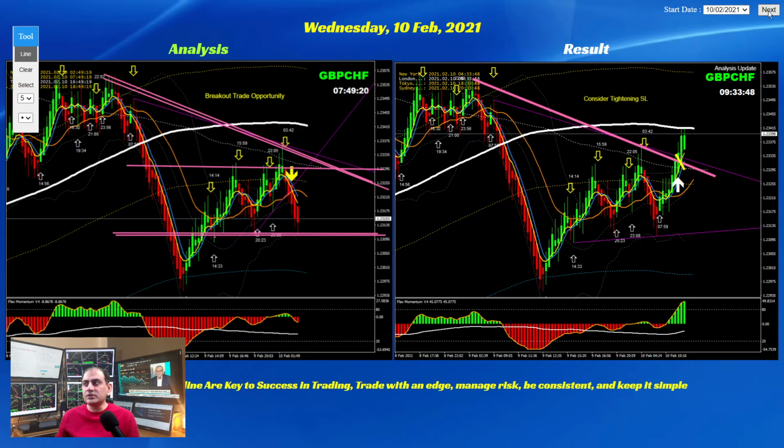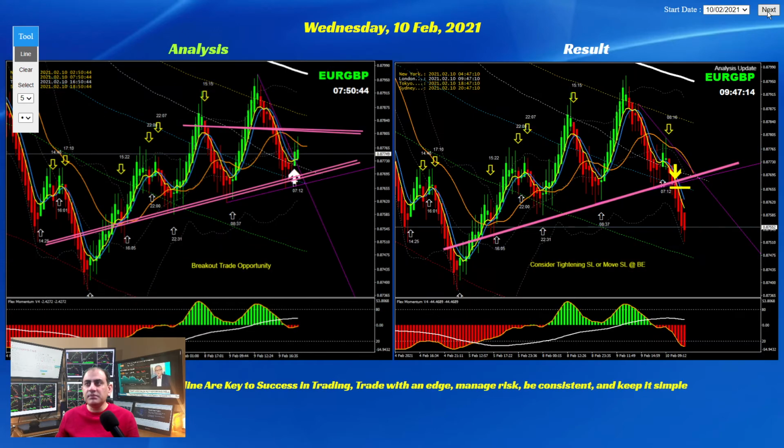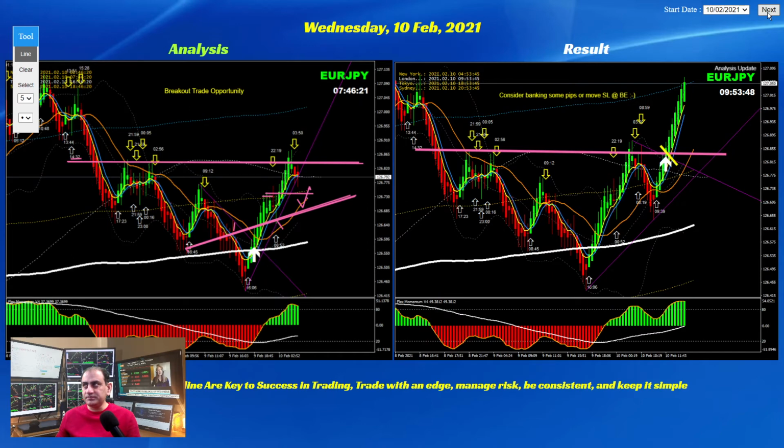Another very small long trade on pound Swiss franc, counter short trade on euro USD, euro pound, pretty straightforward breakout short trade. Pound yen, that was beautiful, you can see here, price nicely hit the daily resistance level. We were watching in 4 hours, so a beautiful trade. I've seen the traders bank beautiful pips on pound yen. Euro yen, pretty straightforward breakout long trade.